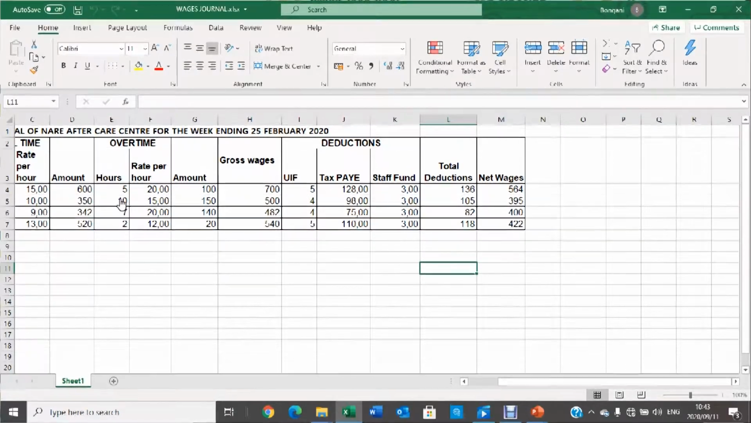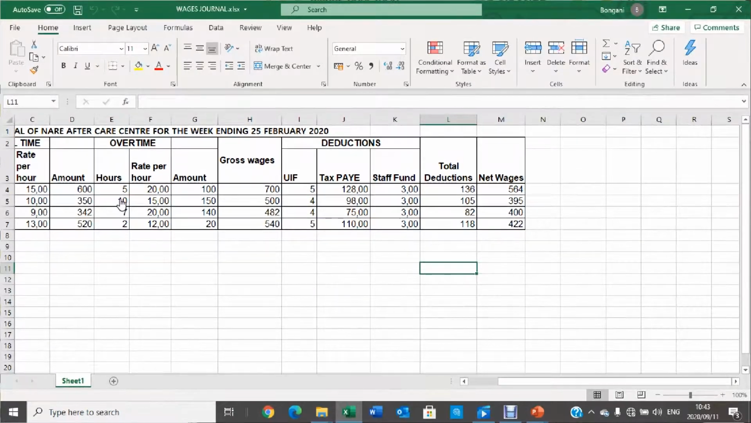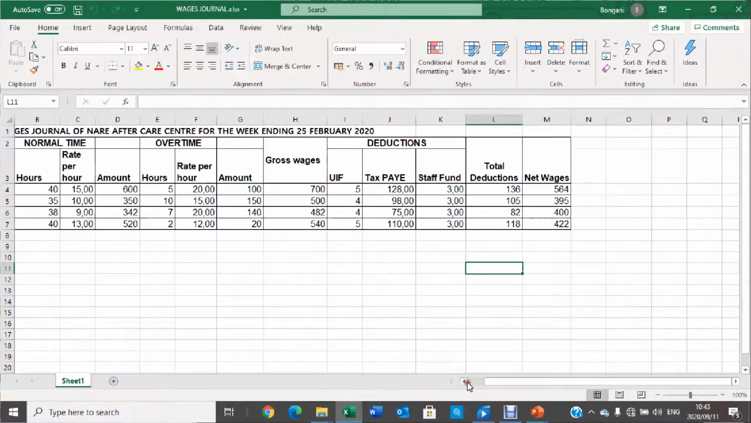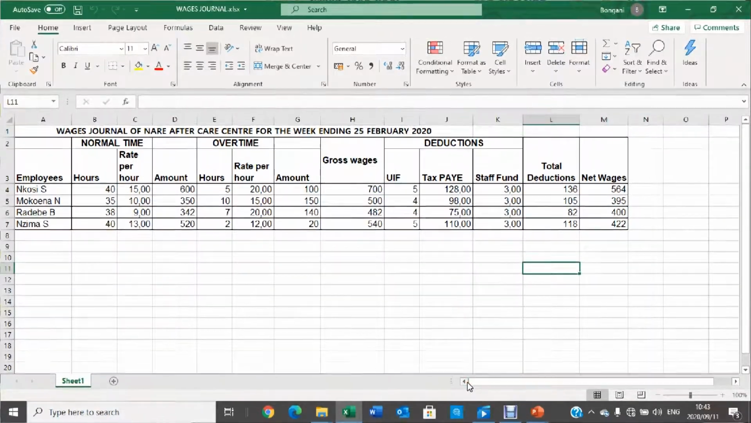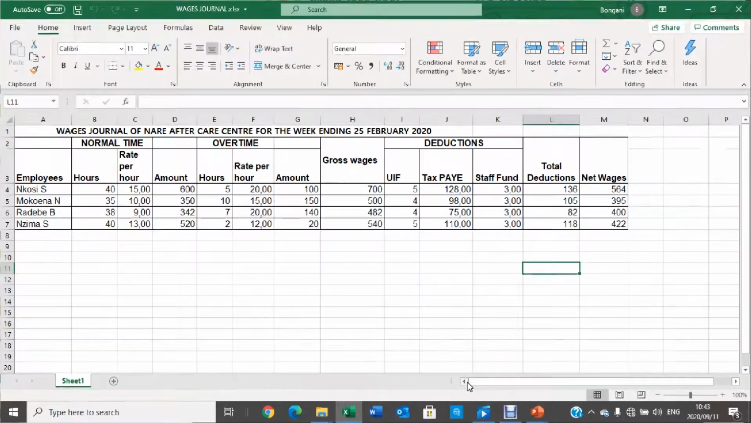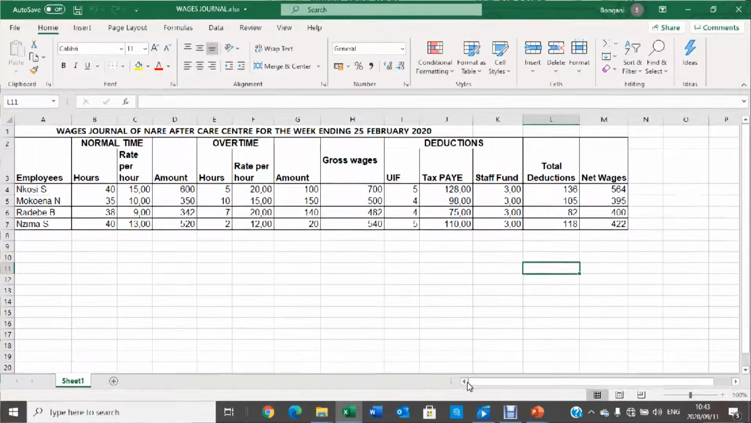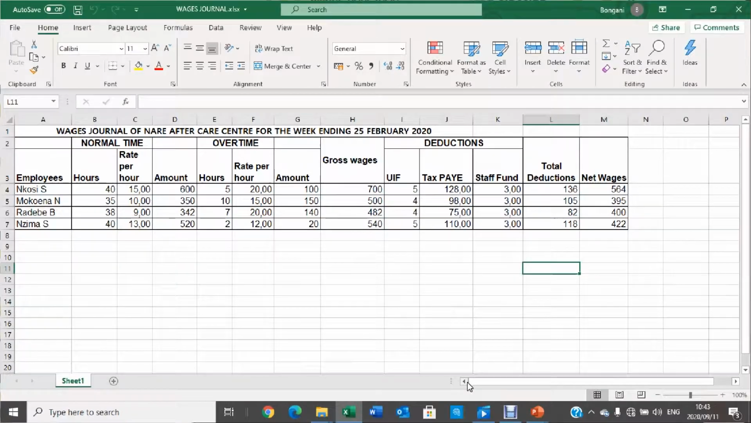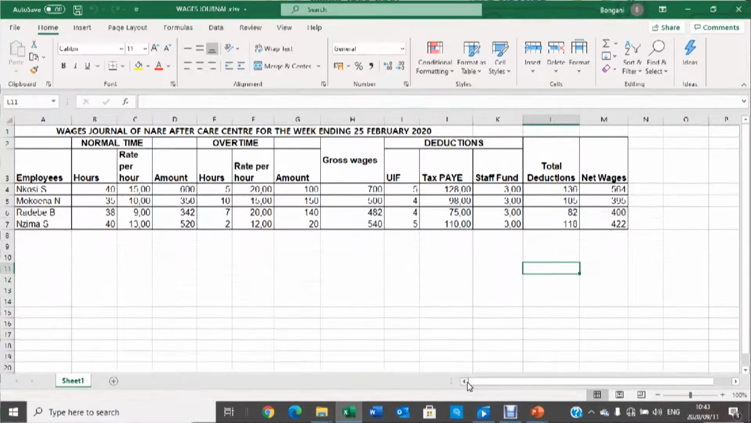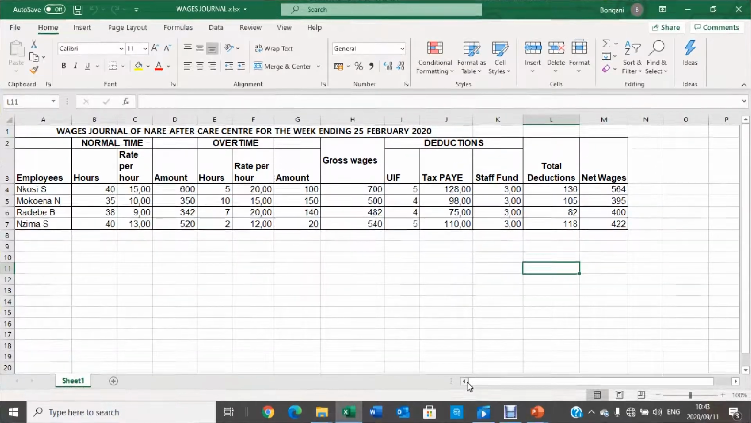Okay, in front of you now you can see we have an example of a wages journal. It is the wages journal of Nare Aftercare Center for the week ending 25 February 2020. When we check our wages journal, we have columns for normal time, overtime, deductions, the total deduction and net wages.